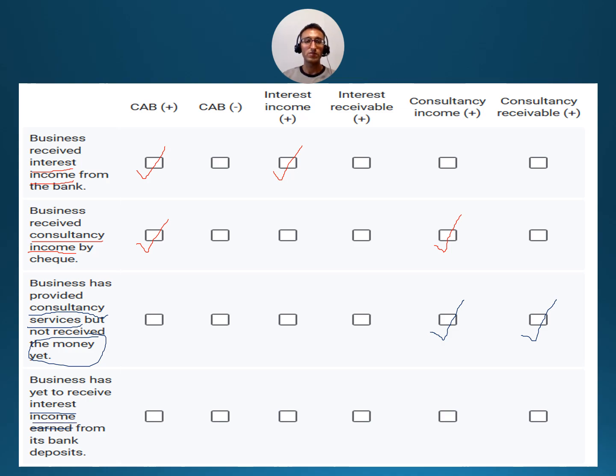So we would increase the interest income account as a form of earnings. Since the business has yet to receive the money, that means the business has not received the money yet. So we should not adjust or affect the cash at bank account. However, since this money will come in the future, we would increase the receivable account and attribute this receivable to interest. So we will record it in the interest receivable account instead.